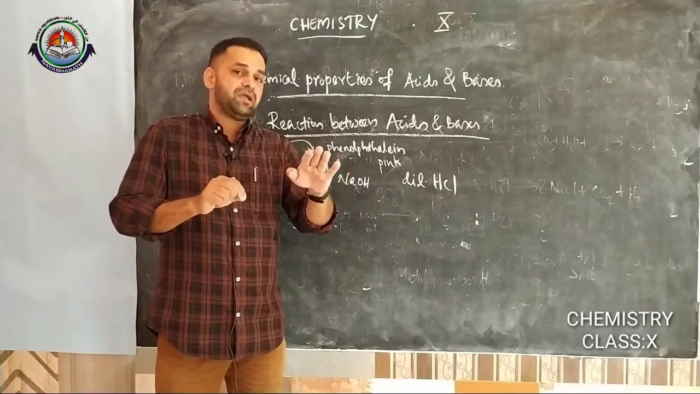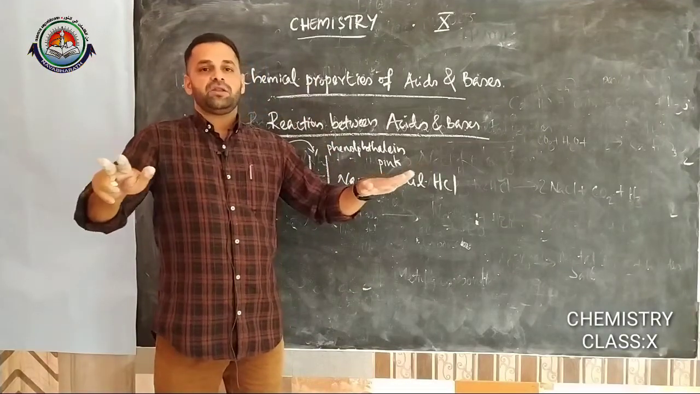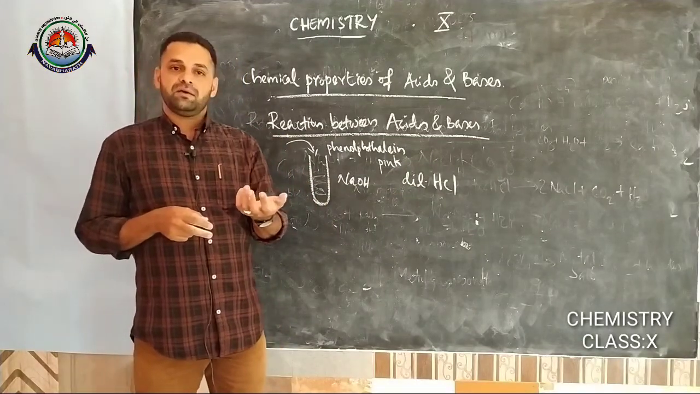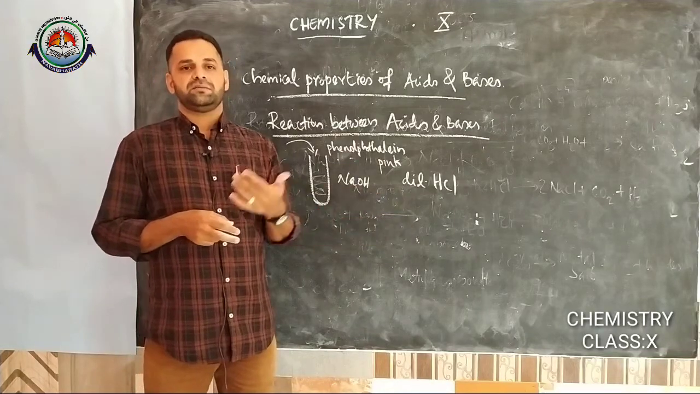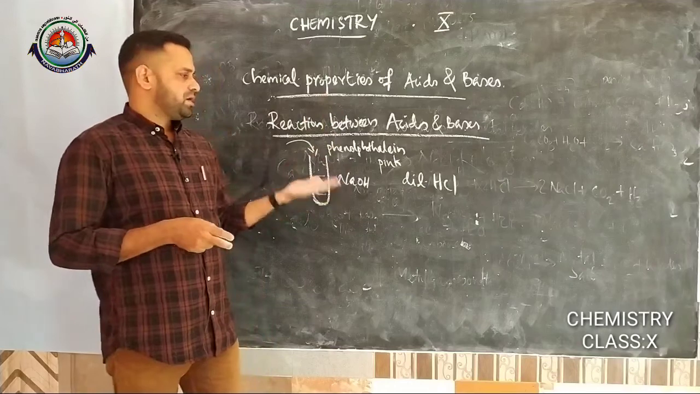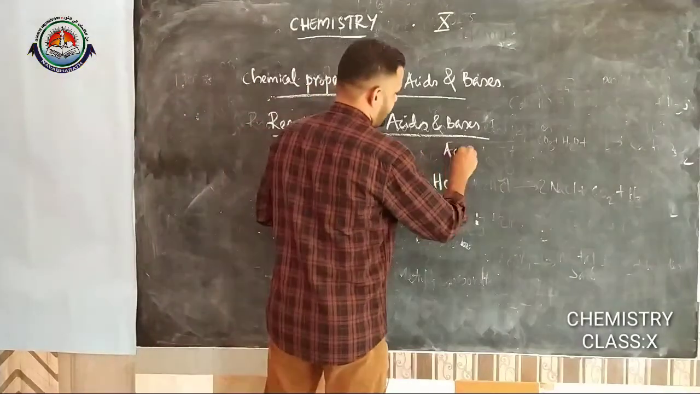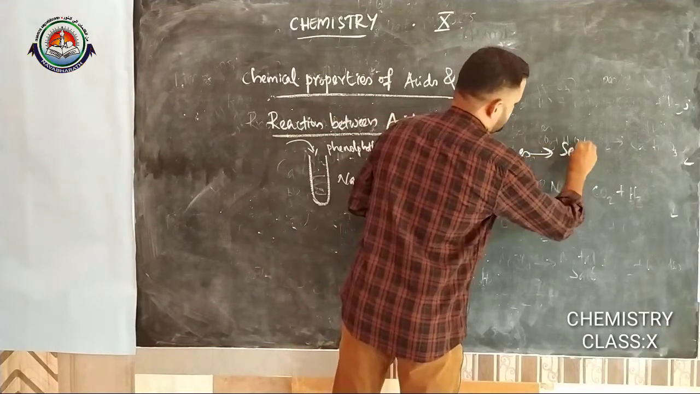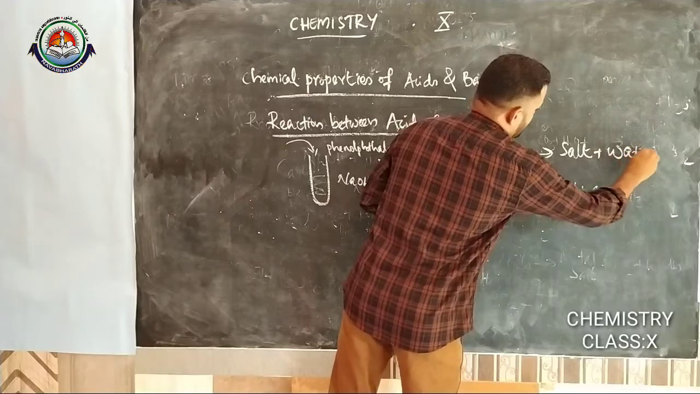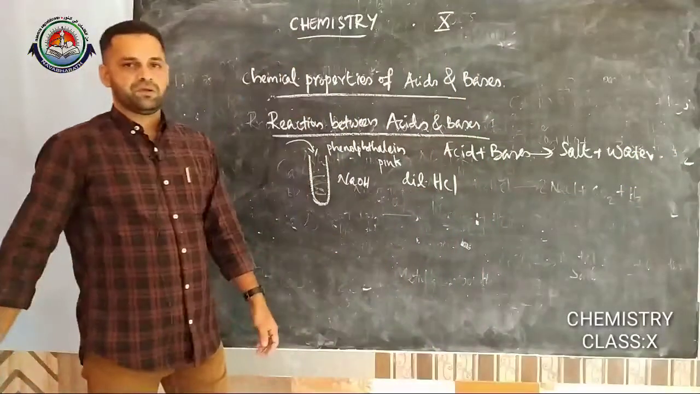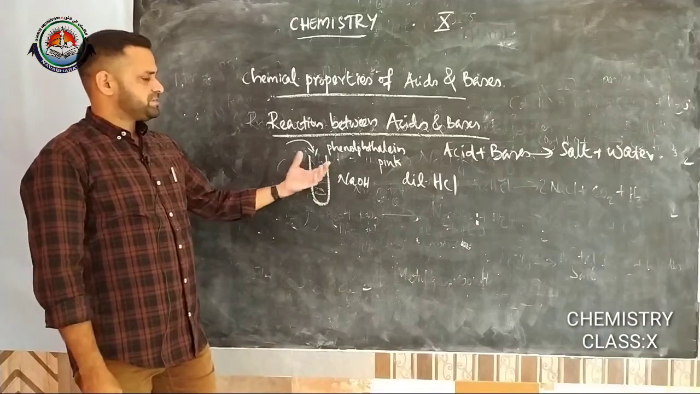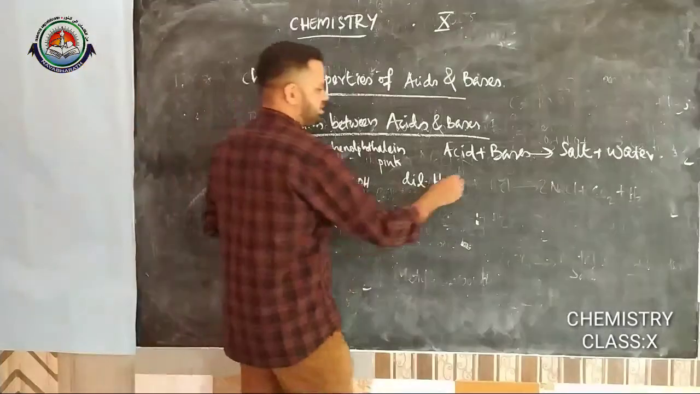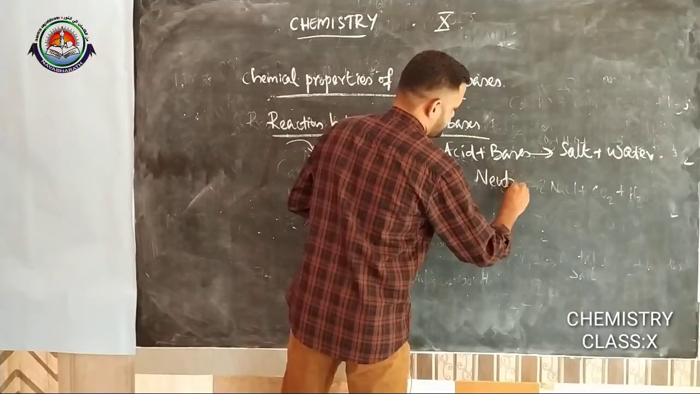If a single drop changes that pink color into colorless, that will be the neutralization stage. Again, if you are adding dilute HCl, then it becomes acidic. The solution becomes acidic. So acid reacts with the base, and it forms salt plus water. So this is the reaction between acids and bases. This is also called a neutralization reaction.